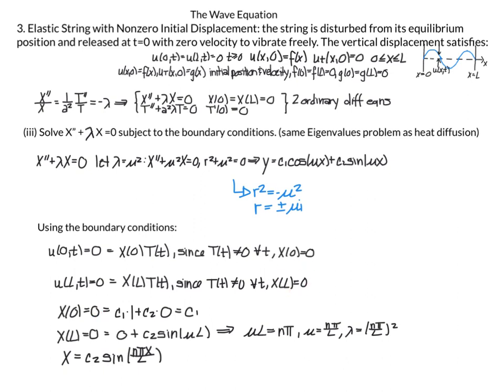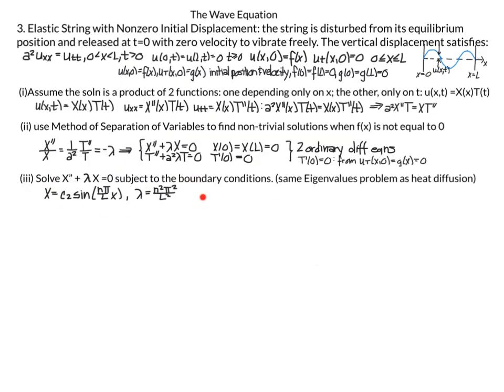Now I can plug in x of L equals 0. Plugging in L here, since c1 is equal to 0, this is automatically 0, and now I have c2 sine of mu L. So that means mu L is equal to n pi, which means that mu is equal to n pi over L, which means lambda is equal to (n pi over L) squared. So x, again with c1 0, is equal to c2 sine of n pi x over L. And this is our solution for x.